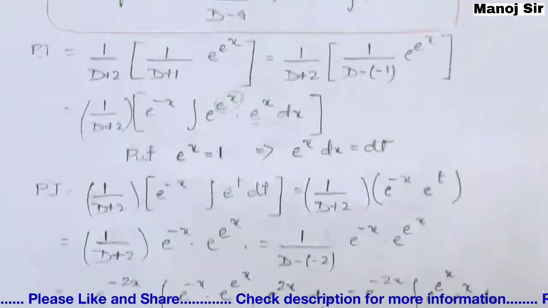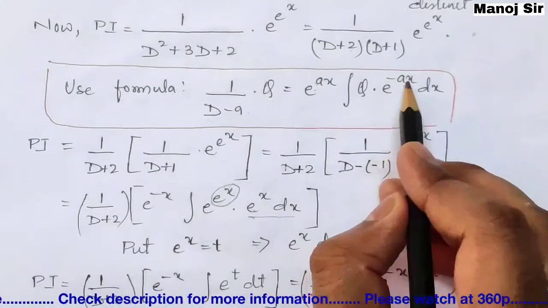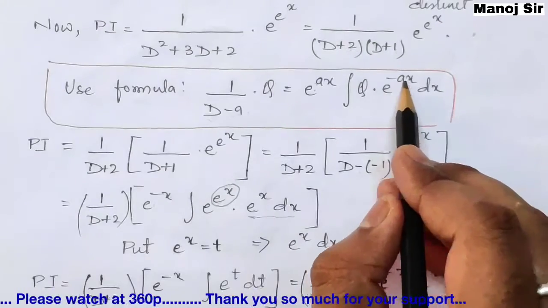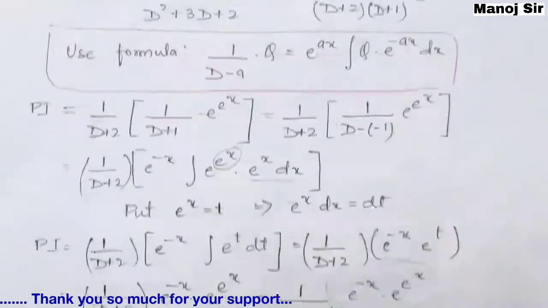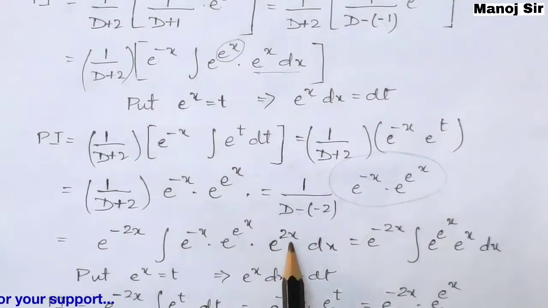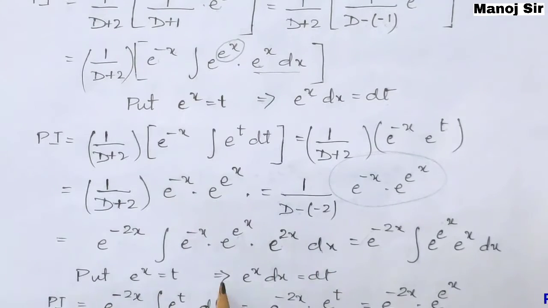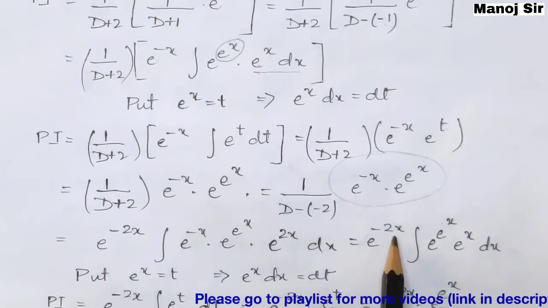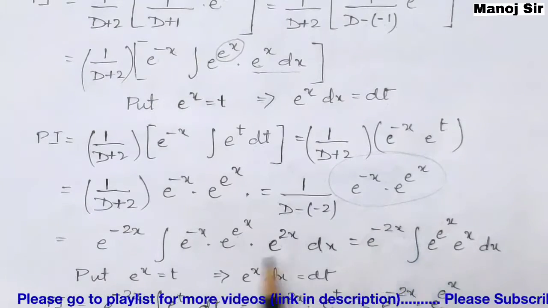And what is the value of this part? That is e to the power minus ax. The value of a is minus 2, so this is going to be e to the power 2x, and dx. So here we have e to the power 2x into dx. Now if you solve, this part is as it is, that is e to the power minus 2x. No need to change this part.